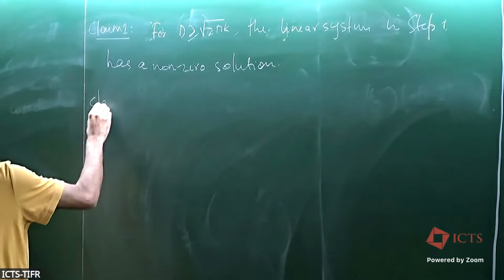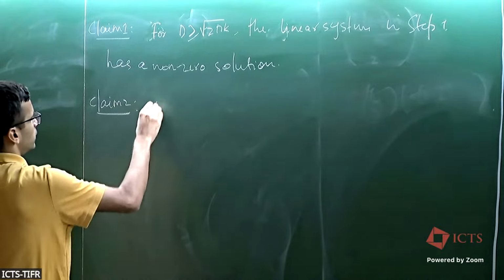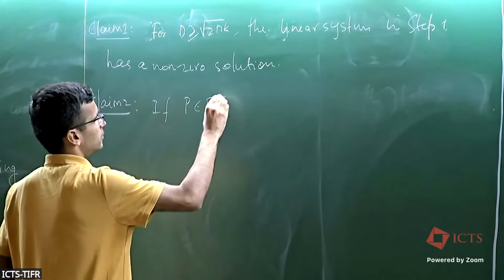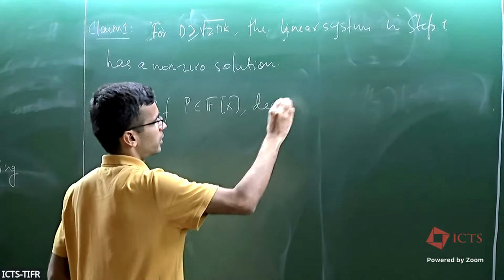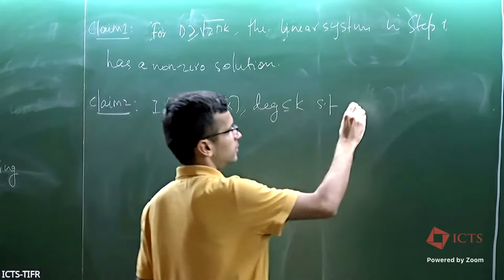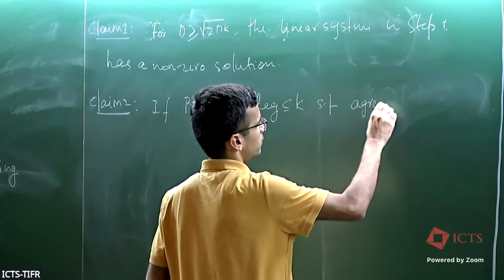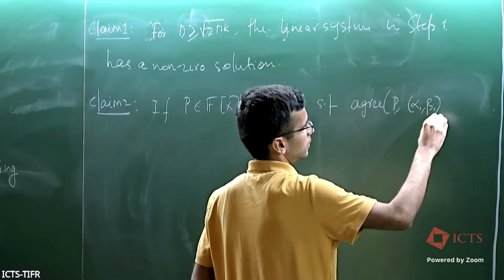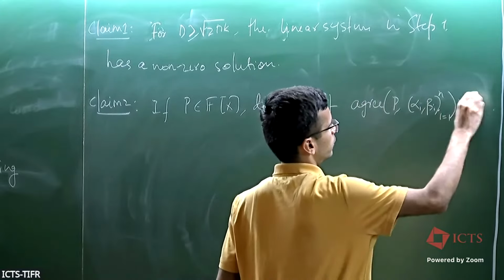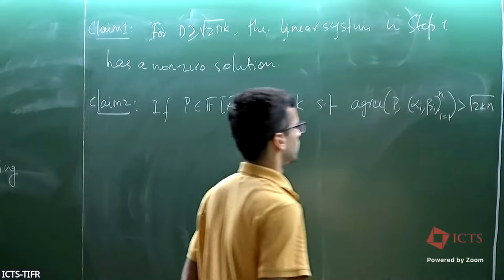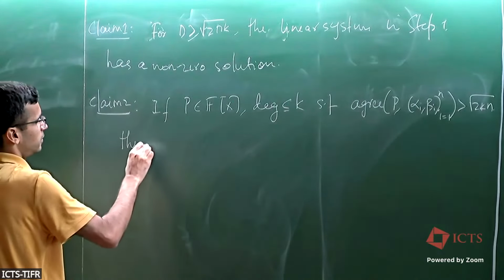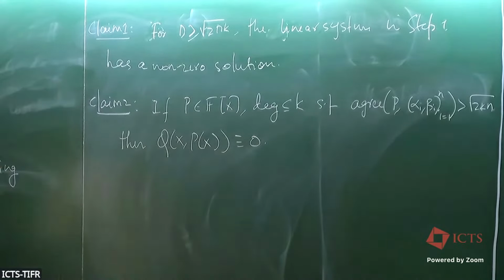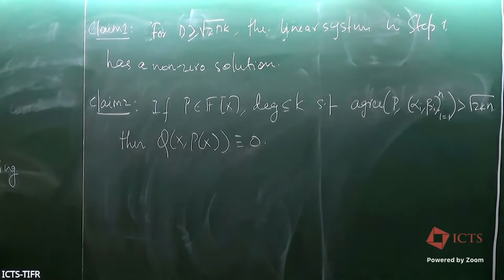And claim 2 is that if P(X), a polynomial of degree at most K, is such that the agreement of P with the received word (alpha_i, beta_i), i going from 1 to n, is greater than square root 2nk, then Q(x, P(x)) is identically 0. Given these two claims, this will complete the analysis of the algorithm.